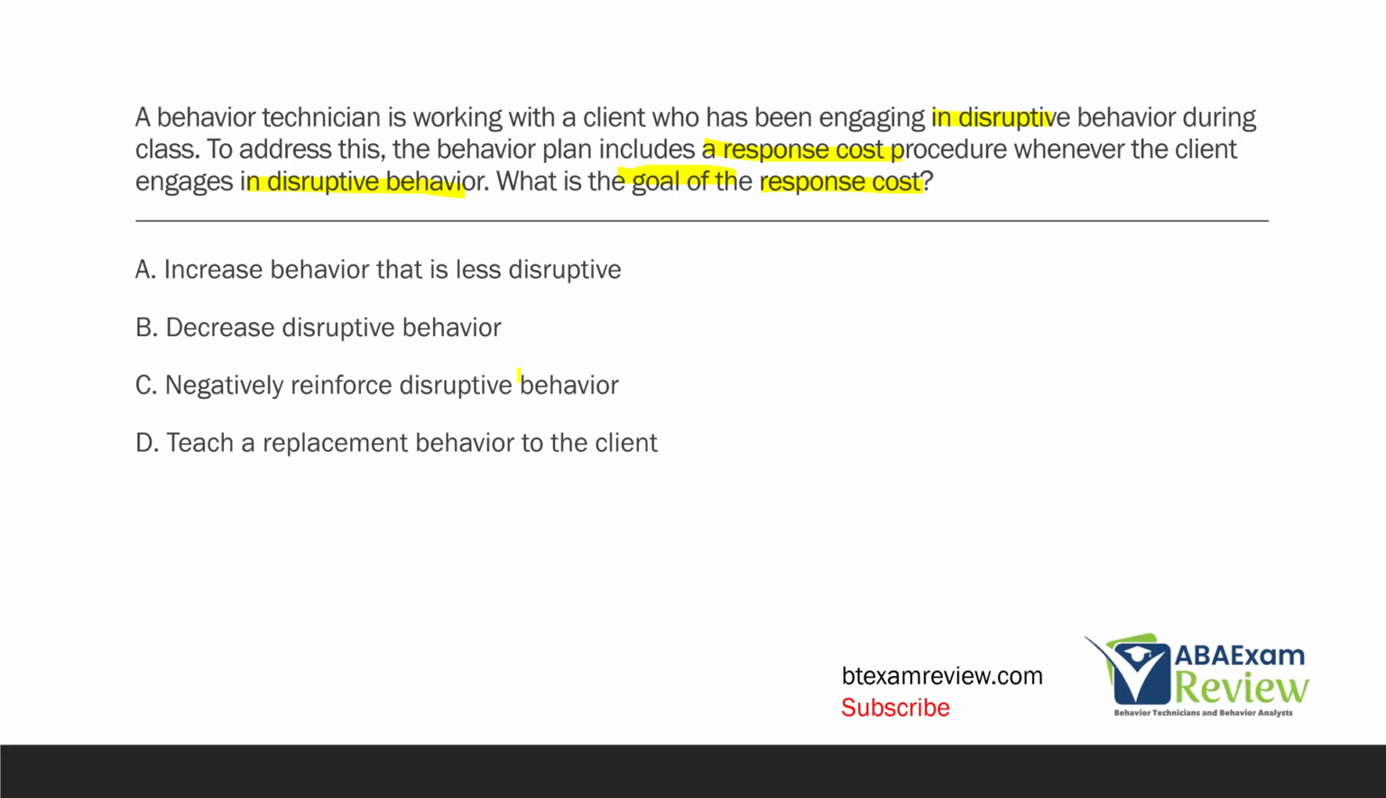Disruptive behavior occurs. We remove something in hopes that it will be punishing. C, negatively reinforce disruptive behavior. Response cost is a punishment procedure, so C is out. We're not trying to reinforce the disruption. And then D, teach replacement behavior to the client. We're not mentioning or talking about replacement behaviors here. We're simply focused on the problem behavior, which is disruption. And what we're going to do in response is remove something whenever the disruptive behavior occurs. So the goal of that response cost is B, decrease disruptive behavior.